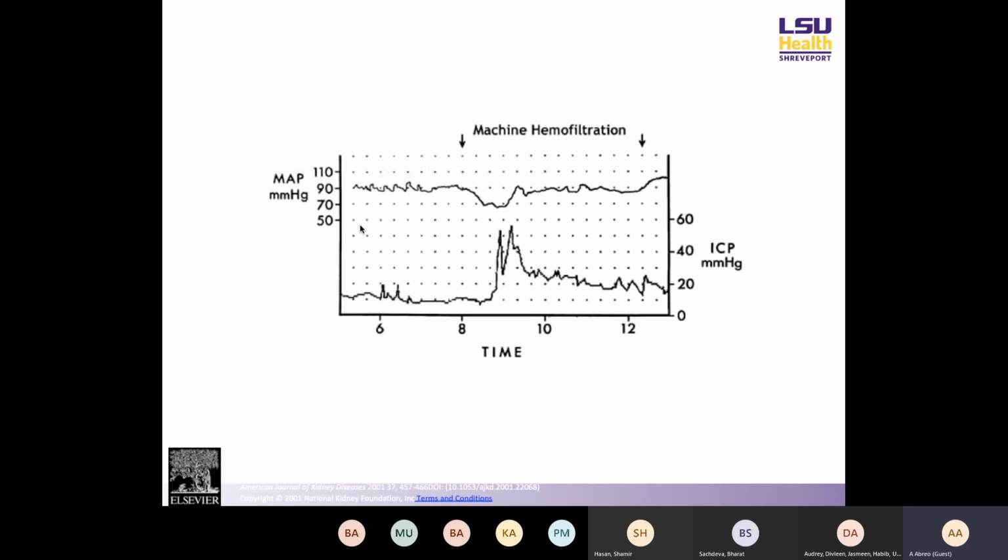And this is a study that looked at ICP monitoring in a patient receiving hemodialysis. You can see at the time level 8 to about 12 is when the patient was on hemodialysis, and you can see that spike in ICP. So that's what we're trying to avoid.